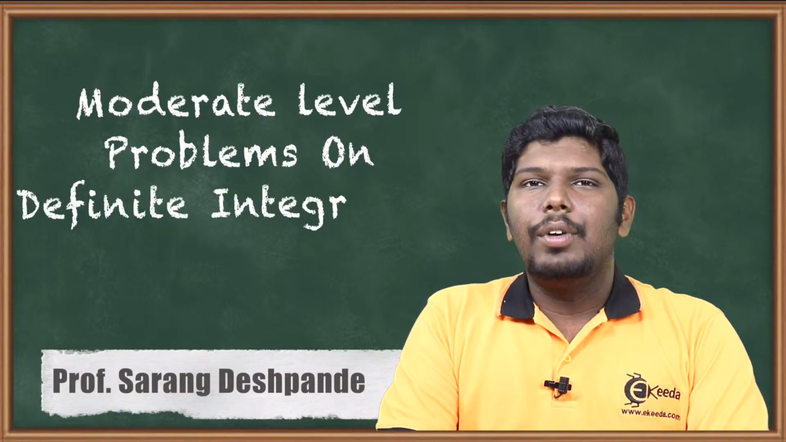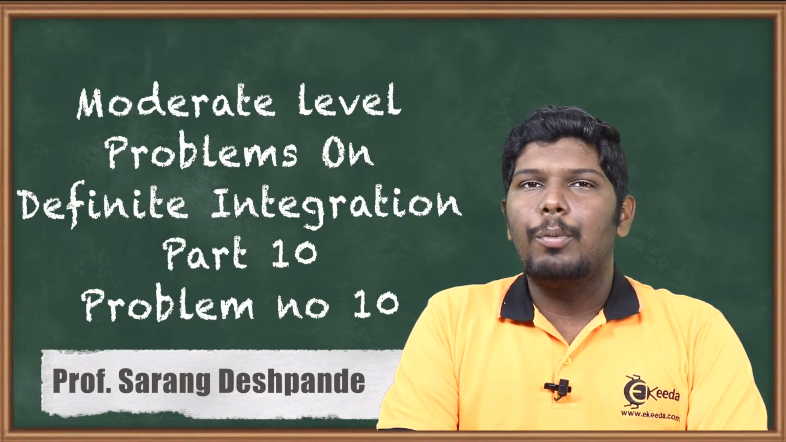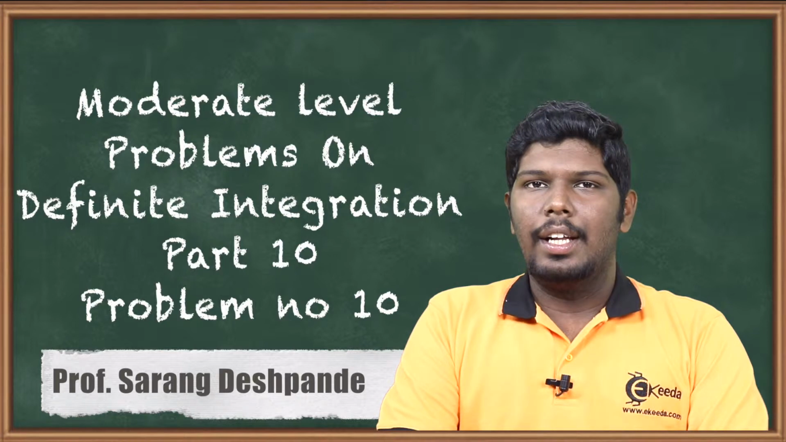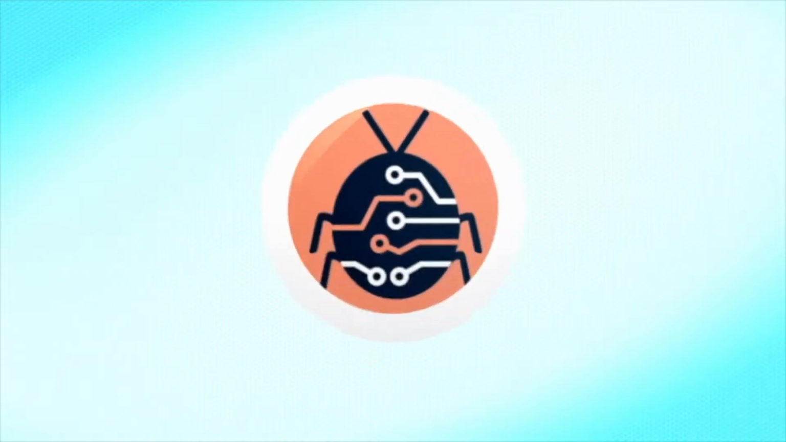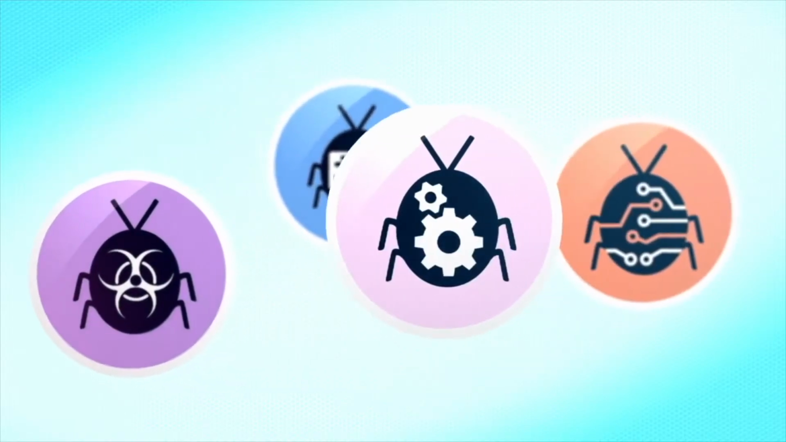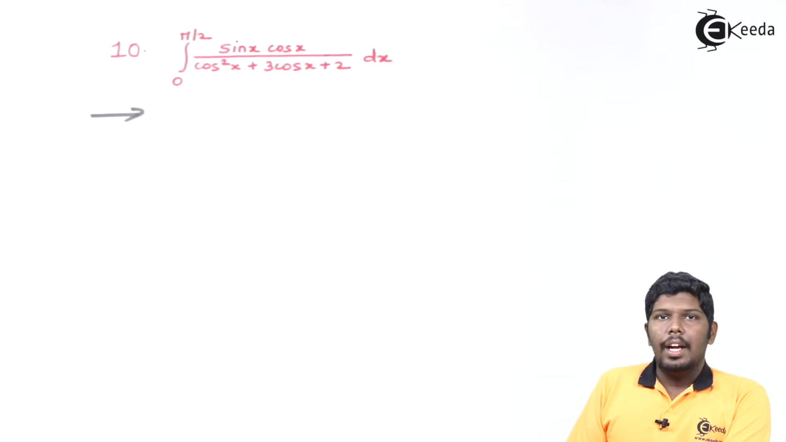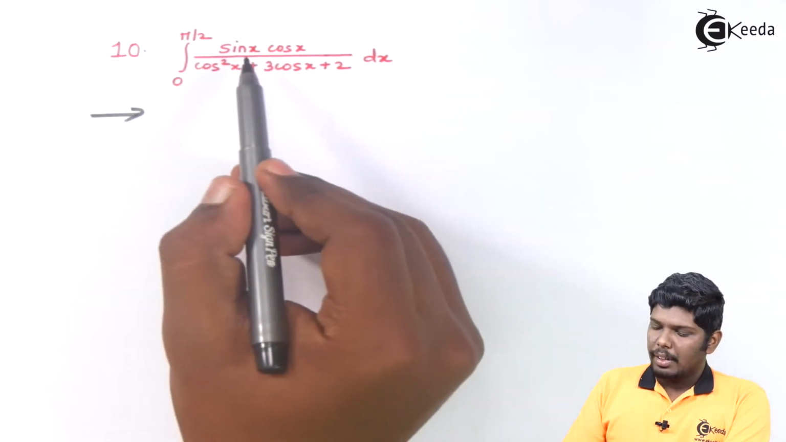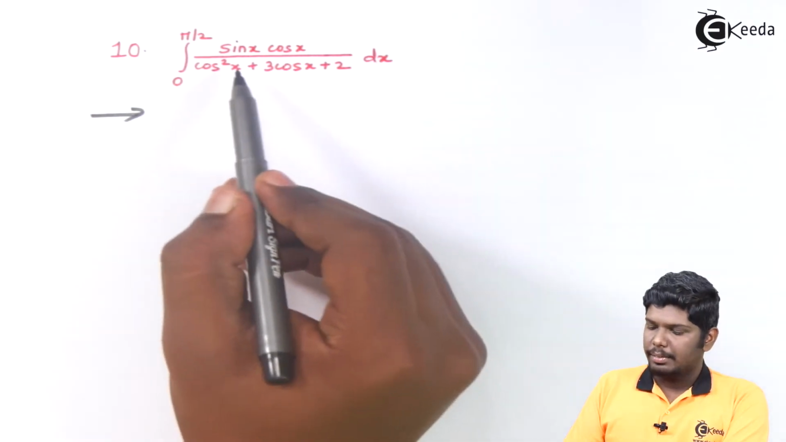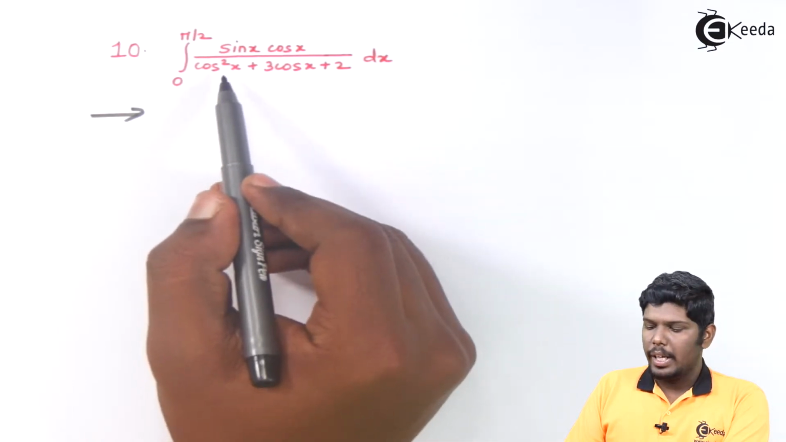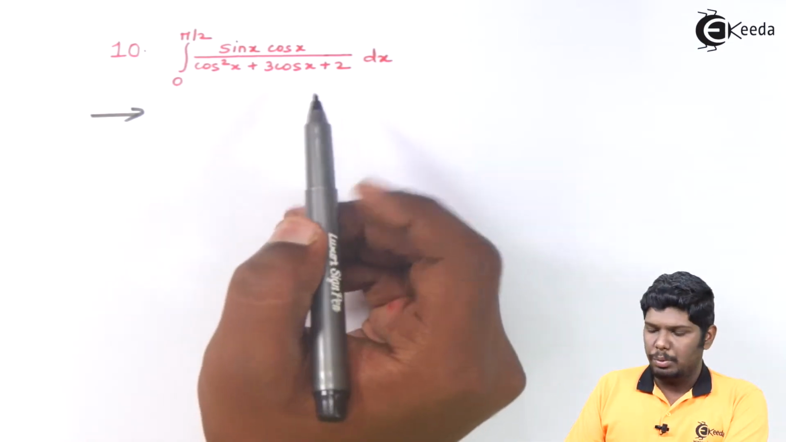Hello friends, in this video we are going to continue one more problem on definite integration. Let us start with problem number 10. Integral 0 to pi by 2 sin x into cos x dx upon cos square x plus 3 cos x plus 2.